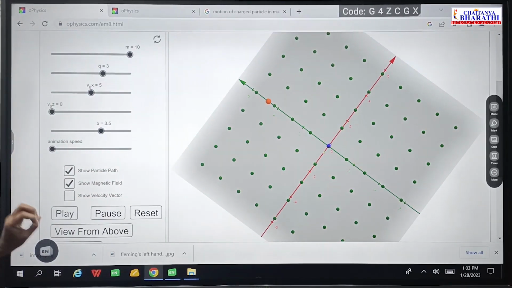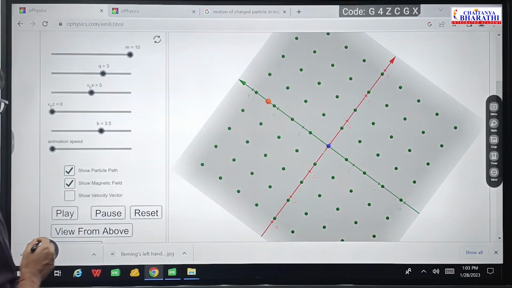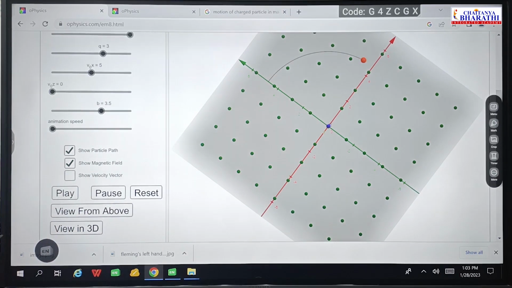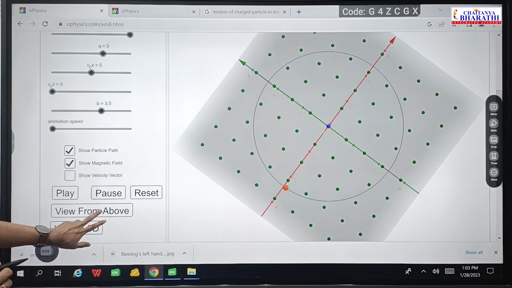And now if you look at it, what will happen? Just see the simulation. The charged particle will experience a force, and this is how it is continuously moving.